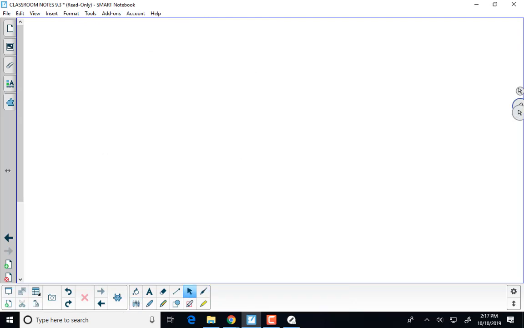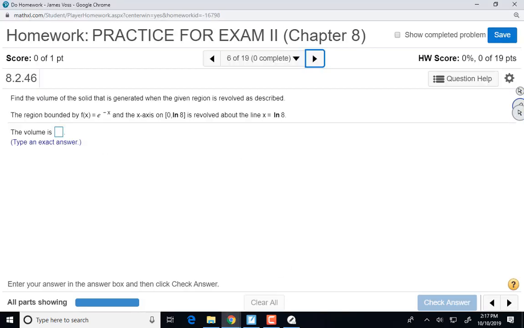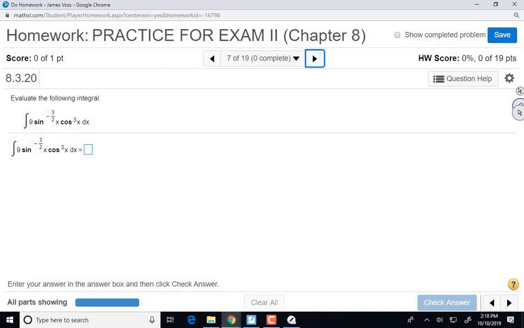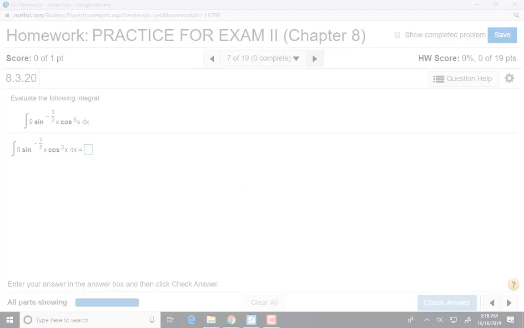Okay, so next on the list, powers of sines and cosines. I think we probably should do at least set up a couple of these, even if they seem really easy.